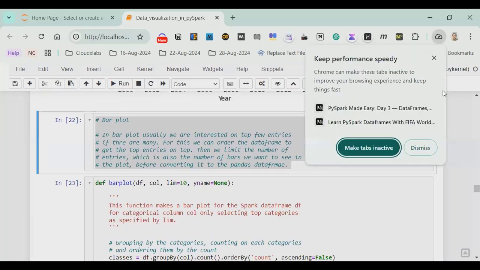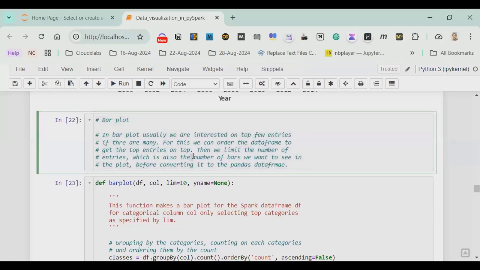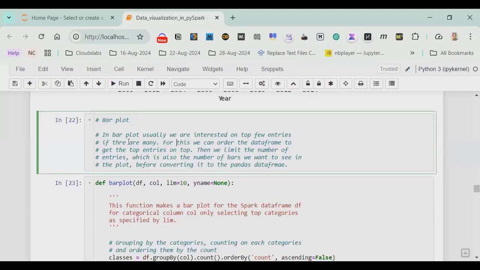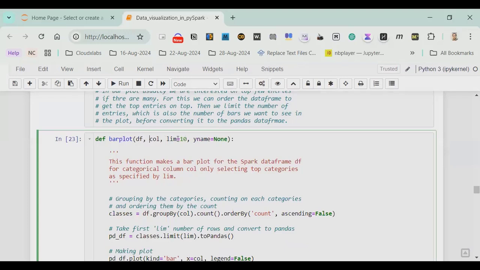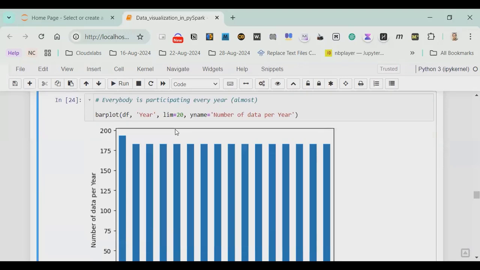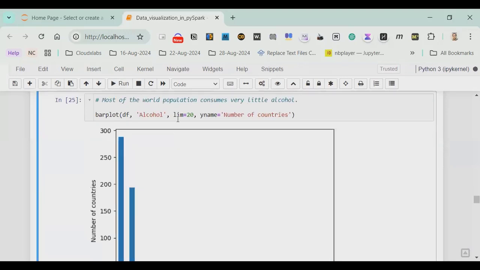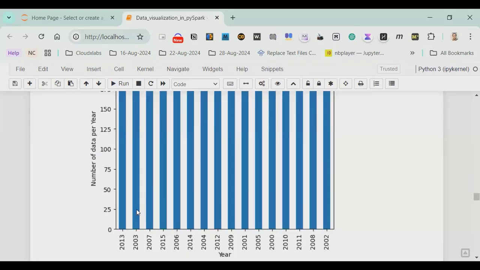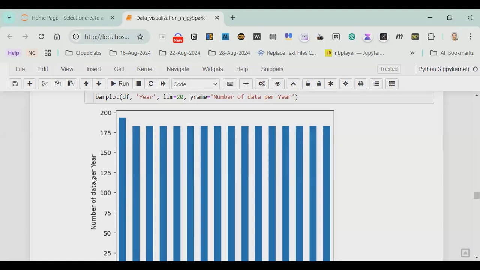Now in a similar manner, can I move ahead with the bar plot? The bar plot I already explained. This gives us a bar plot according to the DataFrame column. Here, in the bins place, we have to give a limit, and we are grouping and showing. Now let's run it and create one plot. So we got it here. You can see 2013 has the highest number of data per year, right?